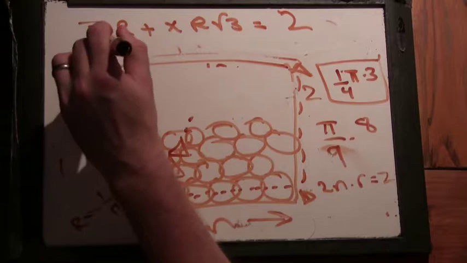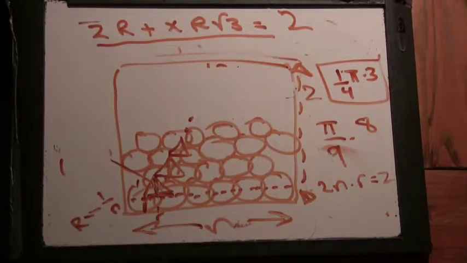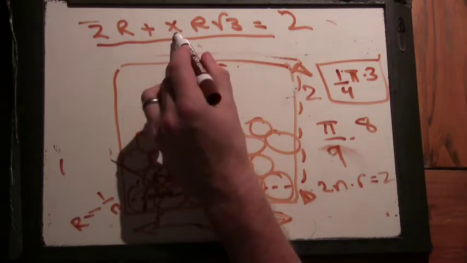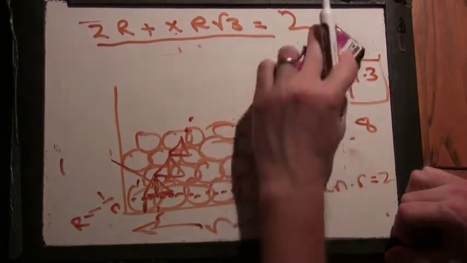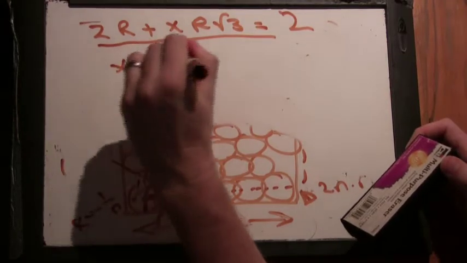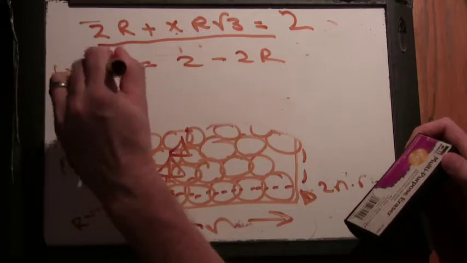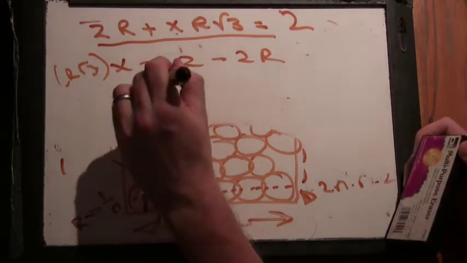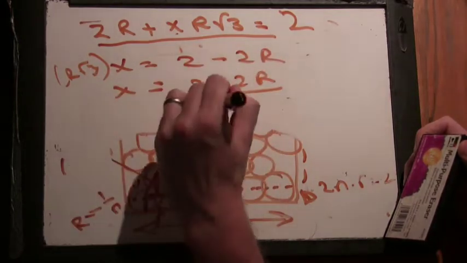So now I have 2 over n. Well, do you see what I could do to make this equation a little simpler? You can factor out an r. Yeah, although I'm trying to solve for x, right? So I have x equals 2 minus 2r over r root 3.